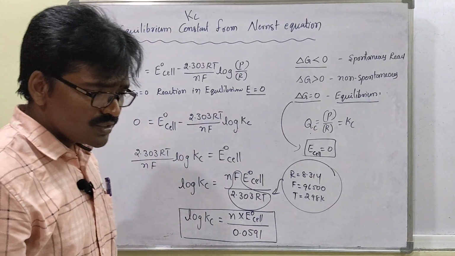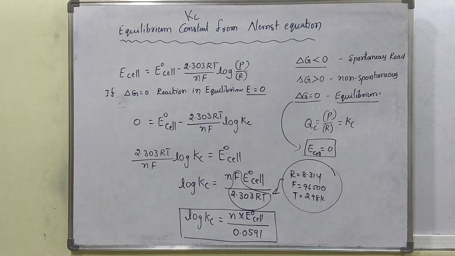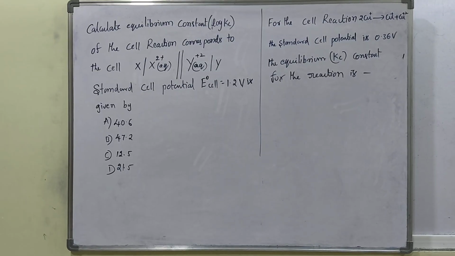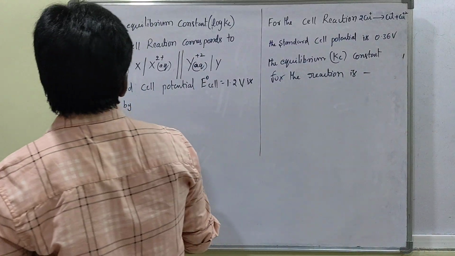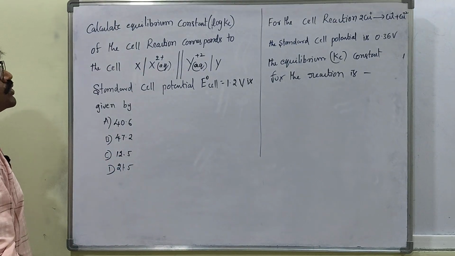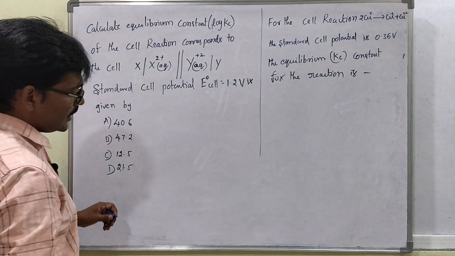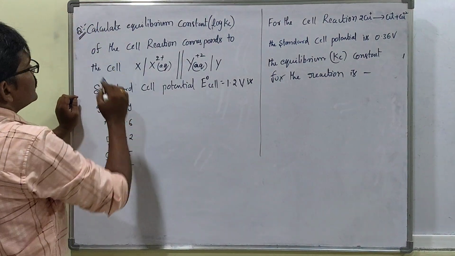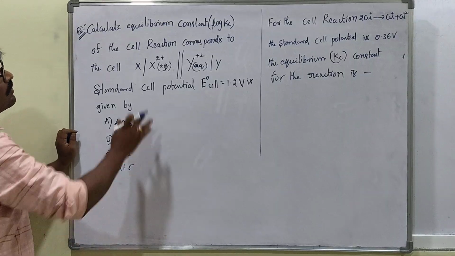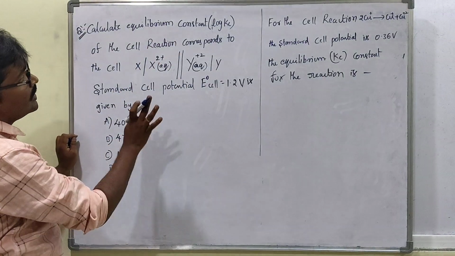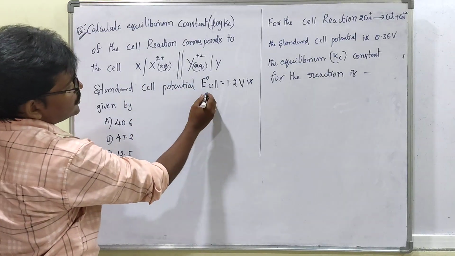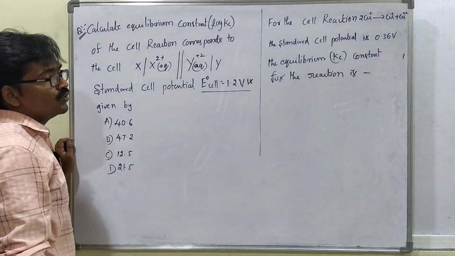Based on these two questions, we'll see how to do it. Yes, look here, my dear students. There are 2 questions here on equilibrium constant. One question I will do, and the remaining question you have to do as homework. Then whatever the answer comes, you have to mention it in the comment section. Equilibrium constant log Kc of the cell reaction corresponds to, the cell is given like this. Then the standard cell potential E naught value is also mentioned, 1.2 volts.